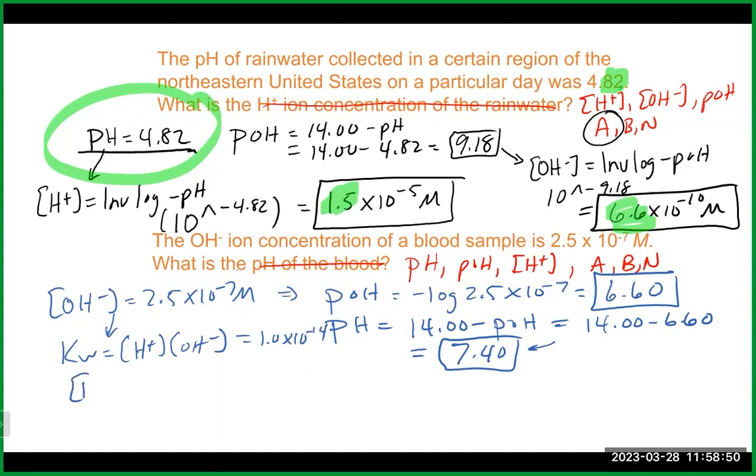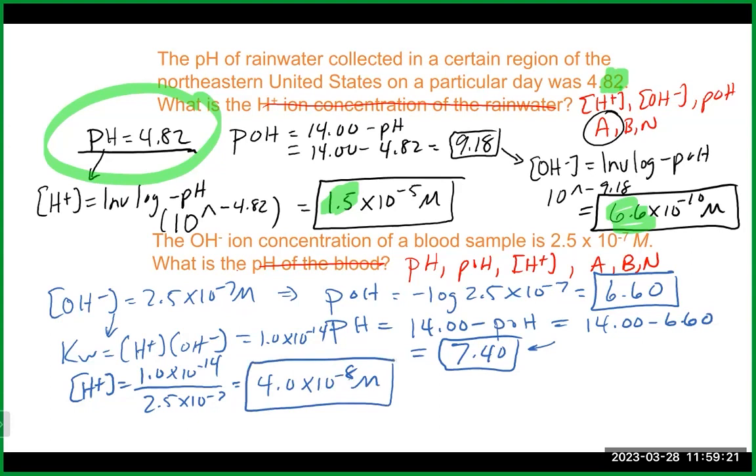So in this case, if we did the H plus, it would be 1 times 10 to the minus 7.4. Oops, not the sine. There we go. Looks like 4.0 times 10 to the minus 8 molar in this case. And in this case, it would be slightly basic at this point with the 7.4.